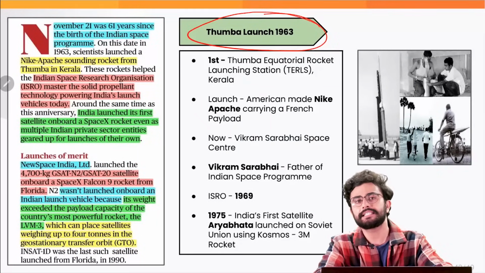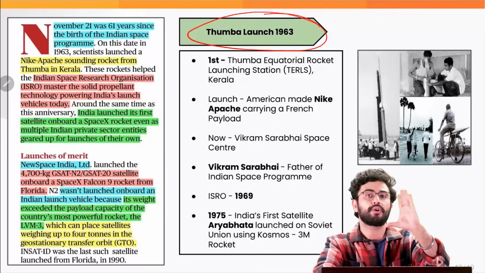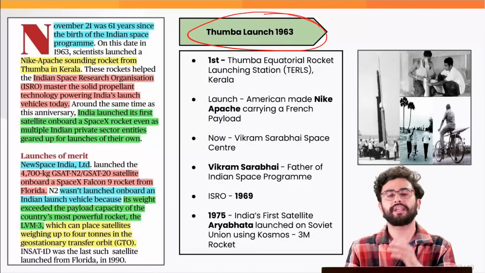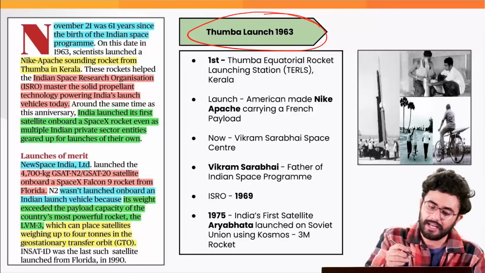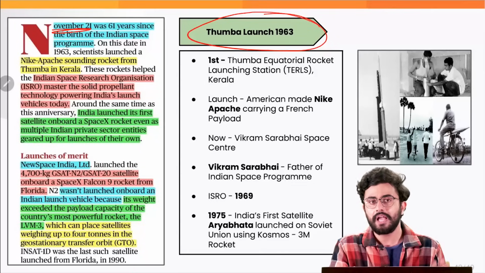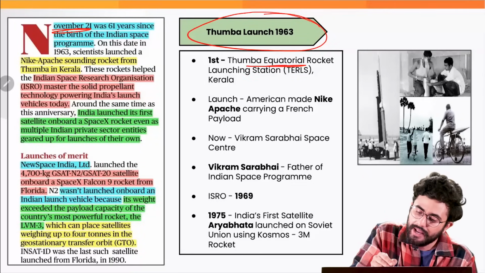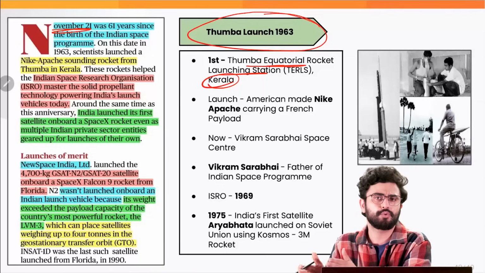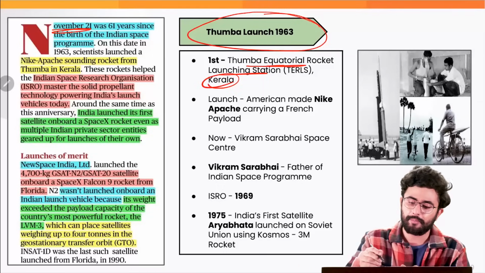of 1963. The Thumba launch, from where in the year 1963 the first rocket from India was launched into space, took place on November 21, 61 years ago, when the Thumba Equatorial Rocket Launching Station, which is in Thiruvananthapuram in Kerala, was established.